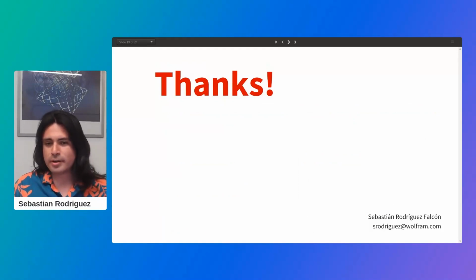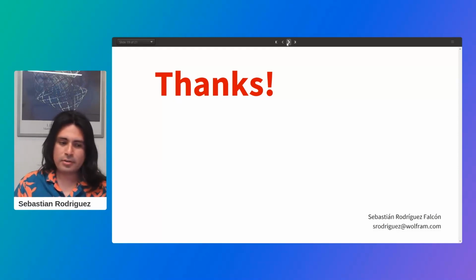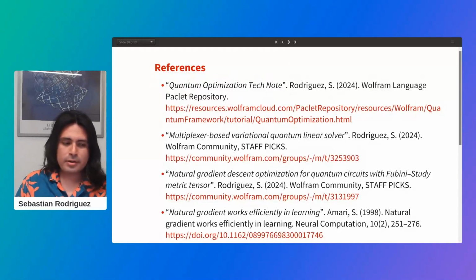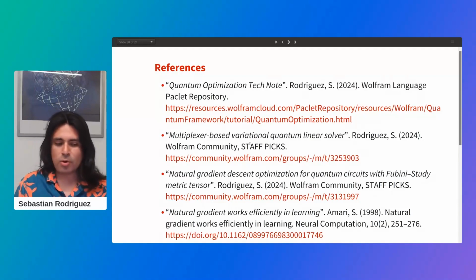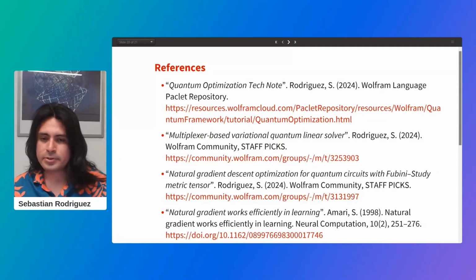You can also check the community posts I already made about the quantum linear solver and the quantum natural gradient descent. These are here in the reference. First, we have the tech note, the quantum optimization tech note that I have for all the functionalities, so you can understand how to use them. And you can also check the community posts I have on the multiplexer-based variational quantum linear solver and the natural gradient descent optimization method. So I think there are no more questions.